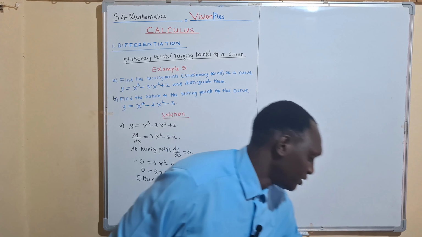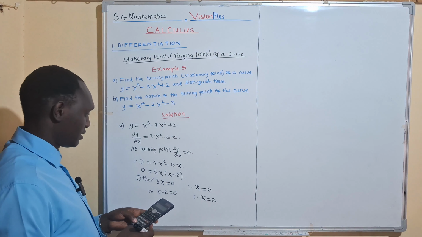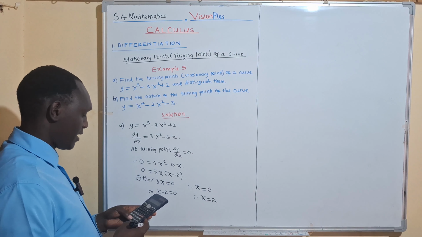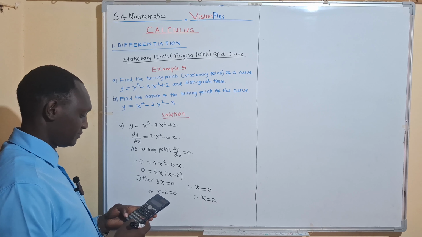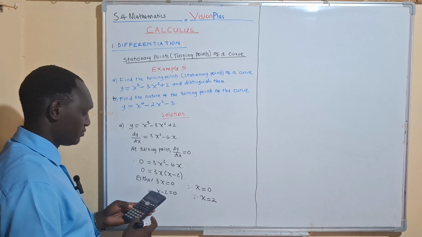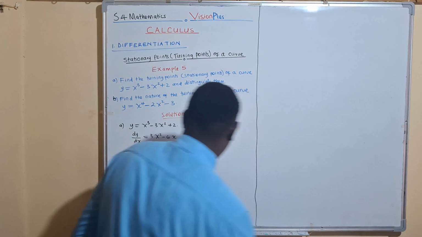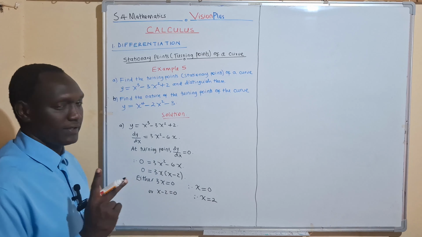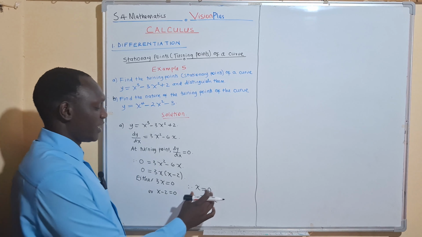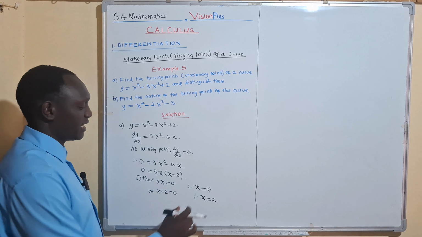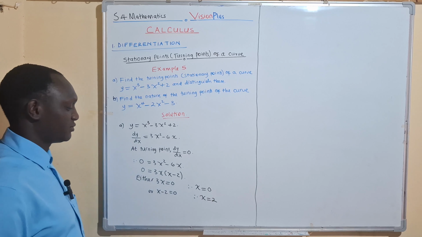Let me press the calculator and see if my values are correct. I go to equation, degree 2. I enter 3, negative 6, 0. x is 2 or x is 0. Those are the values that I have obtained. So these are the two values of x at the turning points. That means we have two turning points: a turning point when x is 0 and a turning point when x is 2.